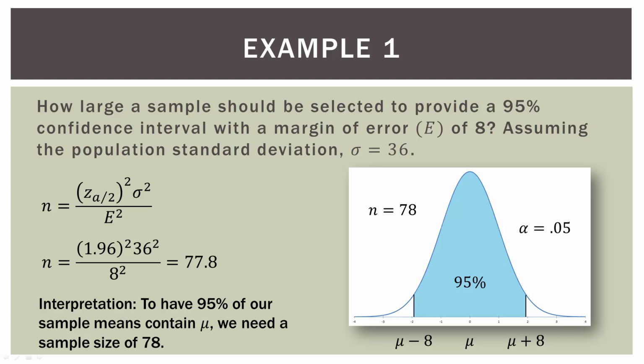What we're saying is that if we do that over and over again, 95% of those samples will contain the actual unknown population mean. When we're talking about confidence intervals, that's what we mean. That's the way we interpret confidence intervals. It's the percentage or the probability of samples that contain the actual population mean.